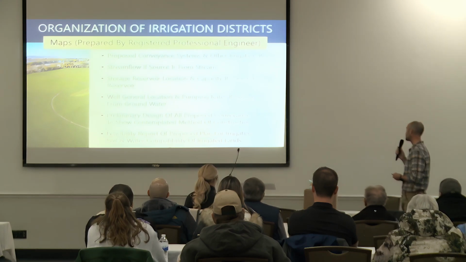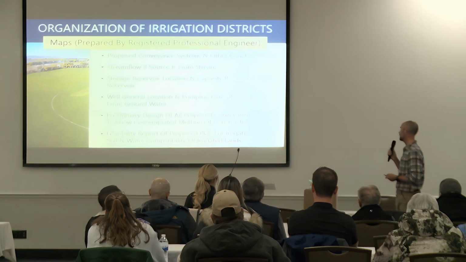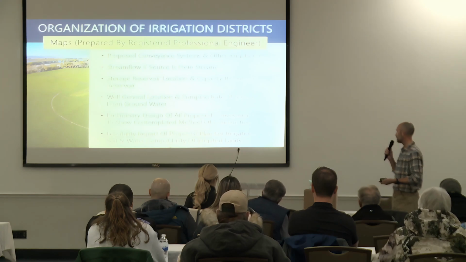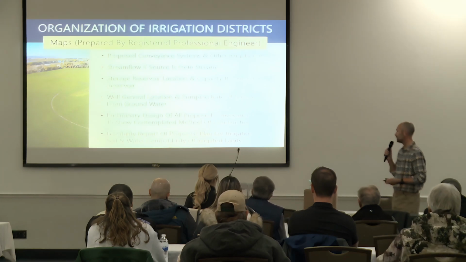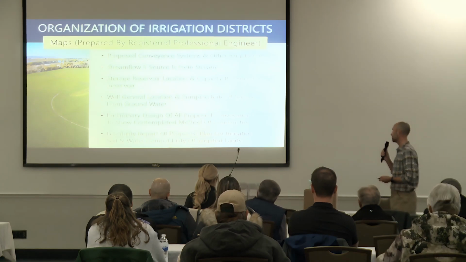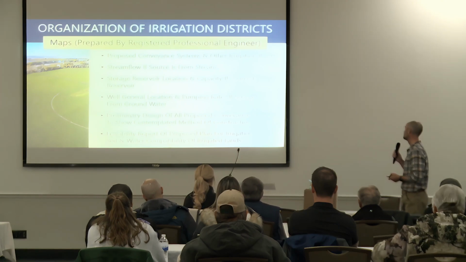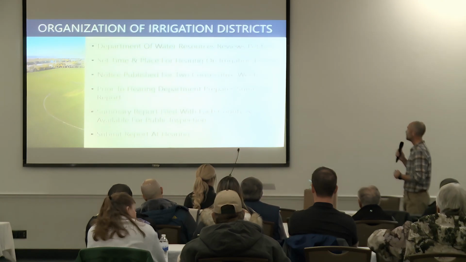If the source is going to be groundwater, it needs to show the general location of the wells and pumping rates. And then it also needs to show preliminary design of all the proposed conveyance systems. And then there needs to be a feasibility report for the plan of irrigation, and that is required to include a soil water compatibility of irrigation lands.